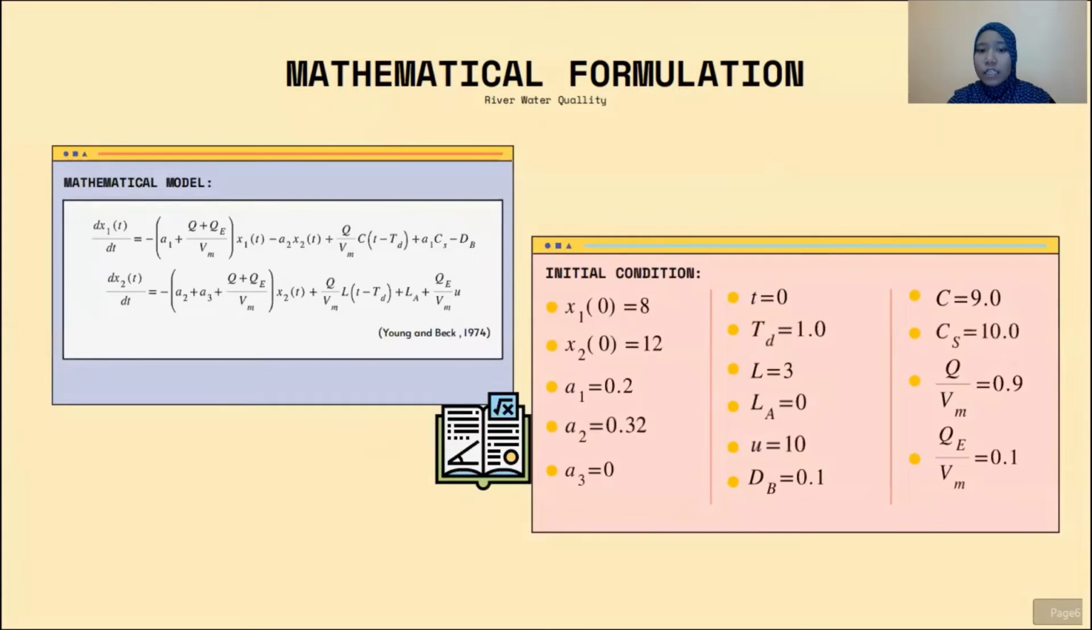The initial condition is x1(0) equals 8, x2(0) equals 12, a1 equals 0.2, a2 equals 0.32, a3 equals 0, t equals 0, td equals 1, l equals 3, la equals 0, u equals 10, db equals 0.1, c equals 9, cs equals 10, q over Vm equals 0.9, and QE over Vm equals 0.1.